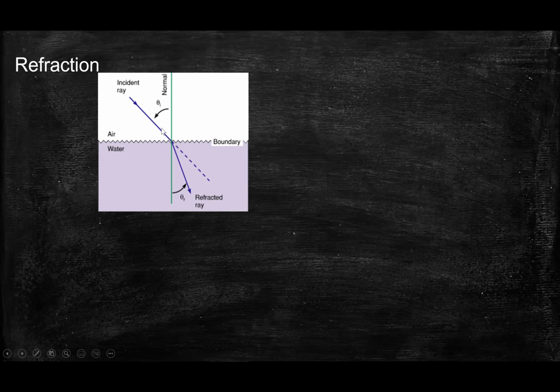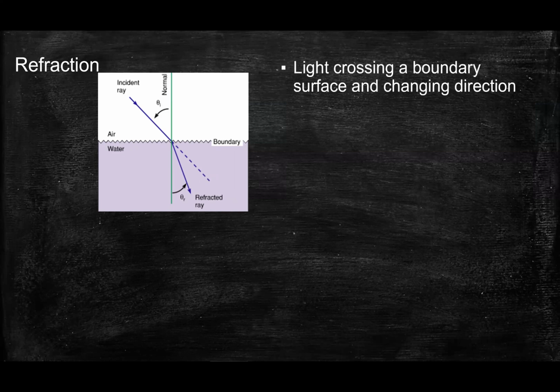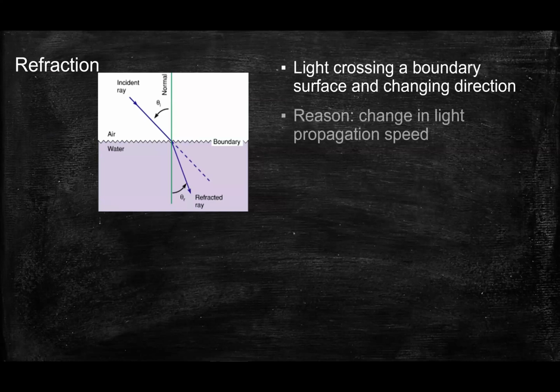When we look at what's happening inside the water, though, the light ray, if it went straight through, would be along this dotted line. But that doesn't really happen. The light ray bends, and there's some angle theta r with the normal. That bending is called refraction. Refraction is the bending of the wave as it travels from one material to another. So when the light crosses the boundary at that surface, there's a change in direction.